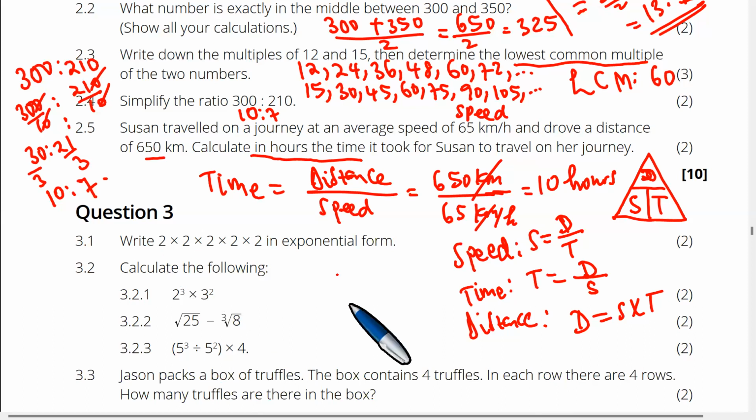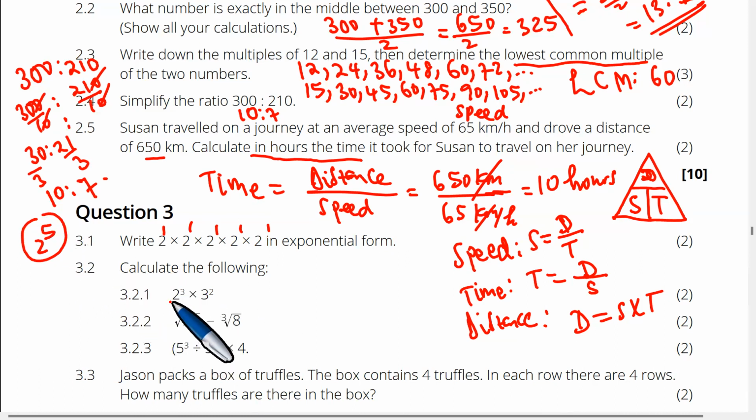3.1, let's do some exponential forms. Like 2 times 2 times 2 times 2 times 2. In exponential form, what do you think the answer is? Two to the power of 5. Well done, 2 to the power of 5, because this is to the power 1, 1, 1, 1, 1. So it is 2 to the power of 5.